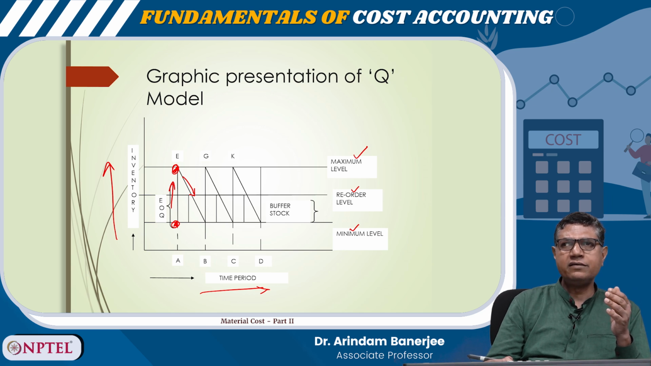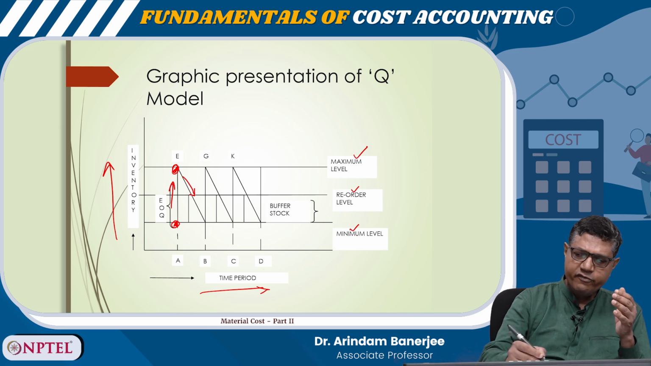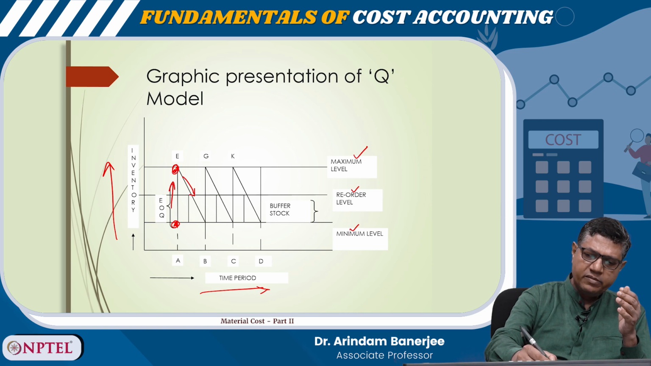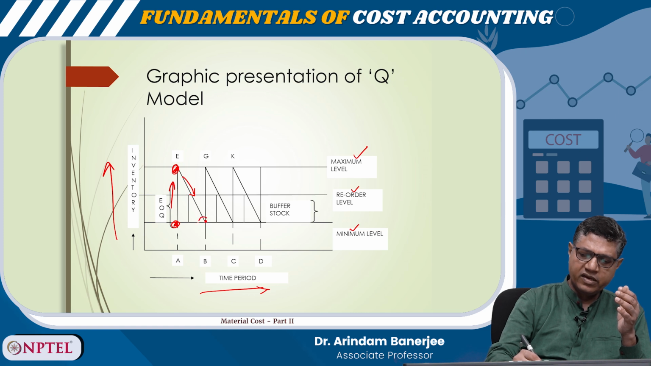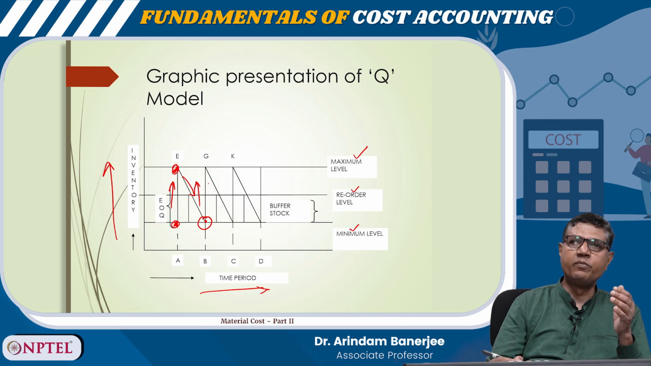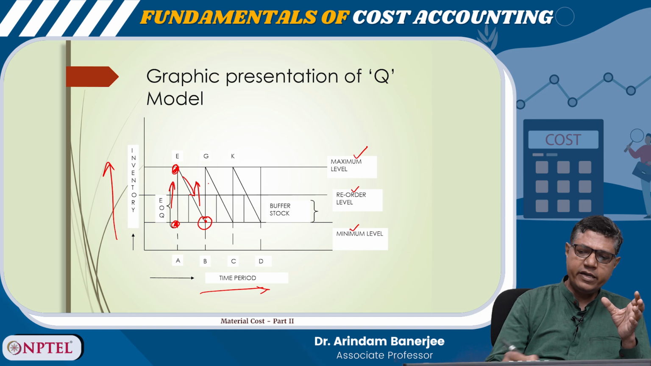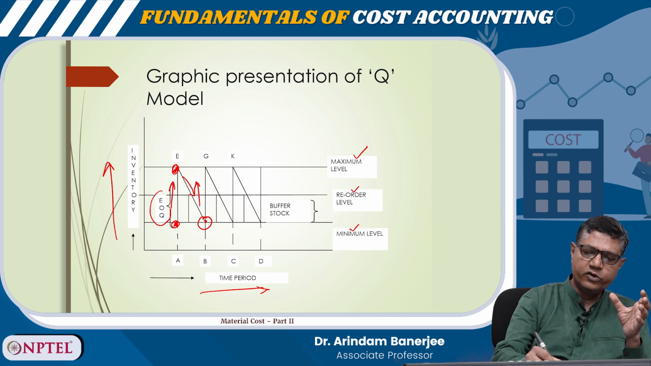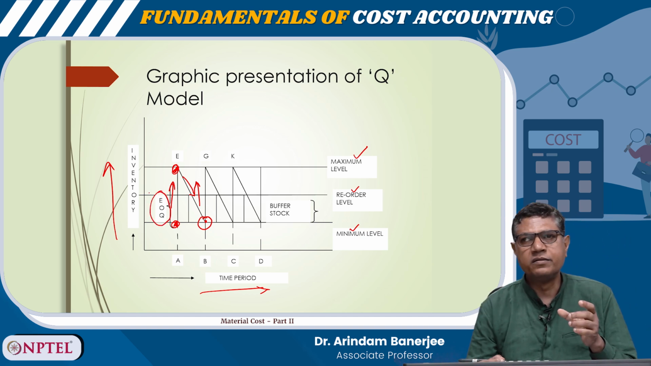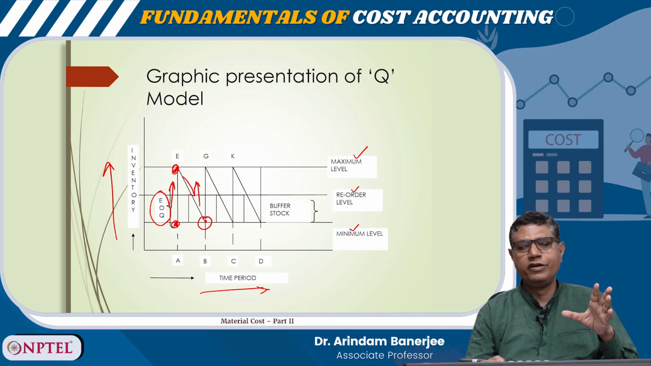So, ideally it can be anywhere between this maximum level and the minimum level. At best it can reach this minimum level. Once it reaches the minimum level, again the fresh order will take place. What will be the quantity? Quantity will be the EOQ, right.